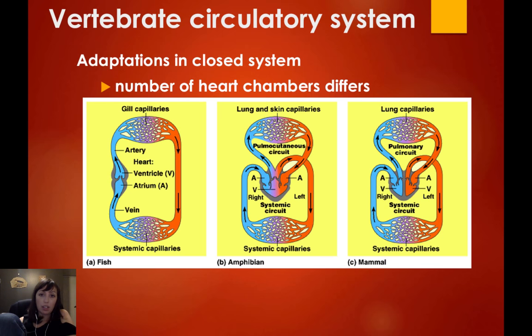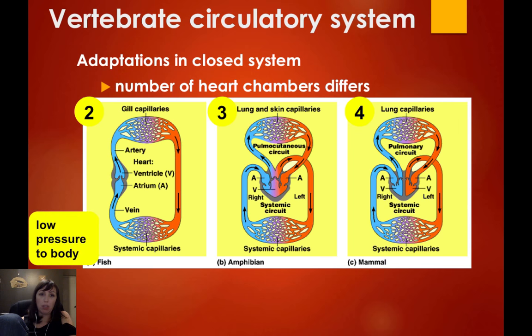Okay, let's take another look at this. So here you see that there are two heart chambers in the fish. There are 3 in the amphibian, and there are 4 in the mammal. Okay, so what do heart chambers do?